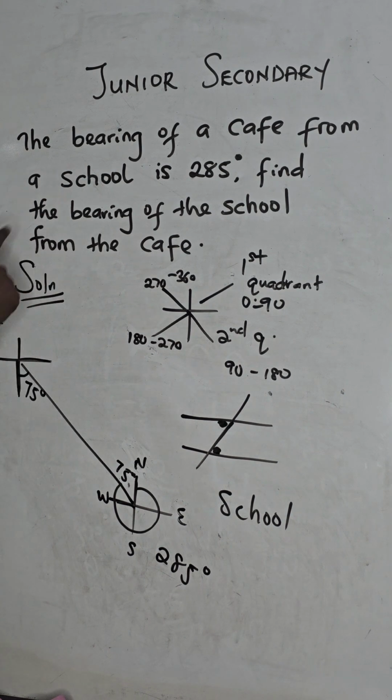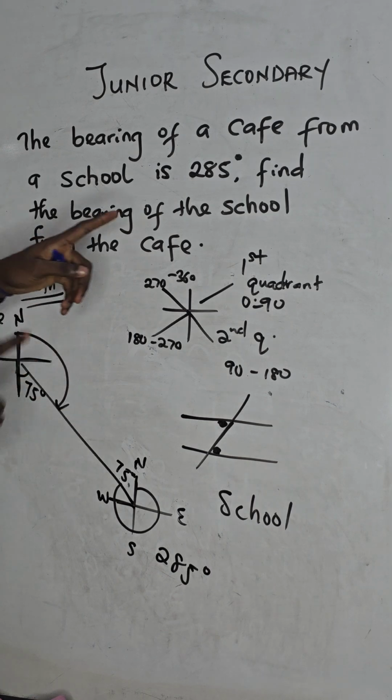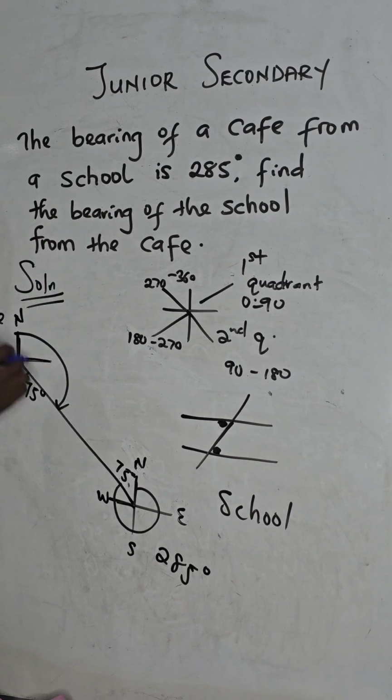So therefore, the bearing of the school from the cafe, that's some grammatical arrangement. From the cafe means from the north of the cafe to where it touches the line. So school from cafe means from the cafe to where it touches this same line. And that will be the bearing that we're looking for.